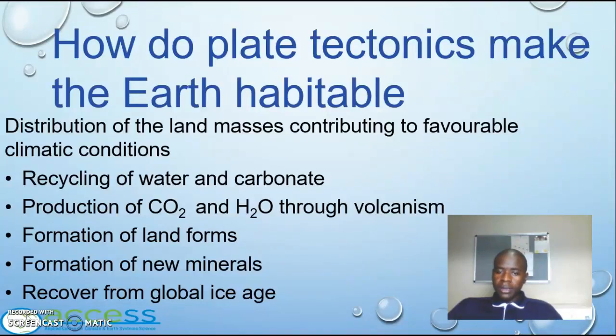Formation of land masses or landforms. Here is where we talk of the volcanic cones. When oceanic and oceanic plates collide, and when continental and continental plates collide, they form mountain ranges. Also when oceanic and continental plates collide, volcanic cones and mountain ranges are formed.